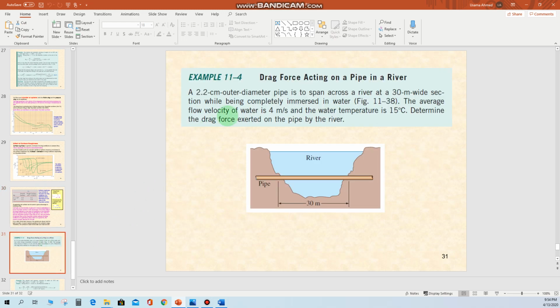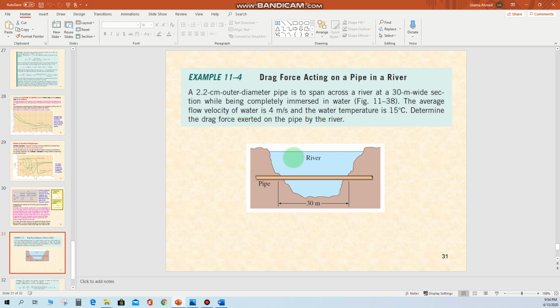Now let us do this example, which is the last one of this chapter. A 2.2 centimeter outer diameter pipe is to span across a river at a 30-meter wide section while being completely immersed in water. The average flow velocity of water is 4 meters per second and the water temperature is 15 degrees. Determine the drag force exerted on the pipe by the river.